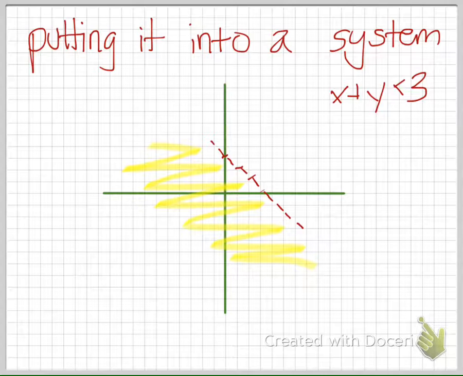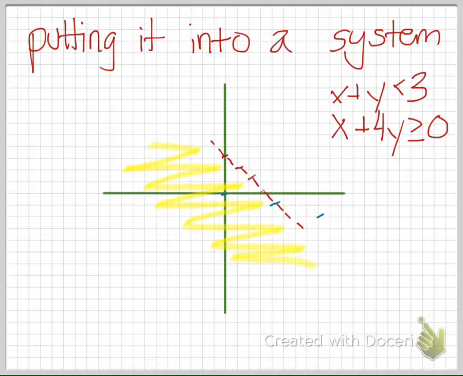Now we're going to graph that second example on the same xy plane, and that second example was x plus 4y is actually greater than or equal to 0. And for that one, we said the y-intercept was at 0, and we had to go down 1 and over 4, down 1 and over 4. And we said we're going to use a solid line for that one because it's greater than or equal to.